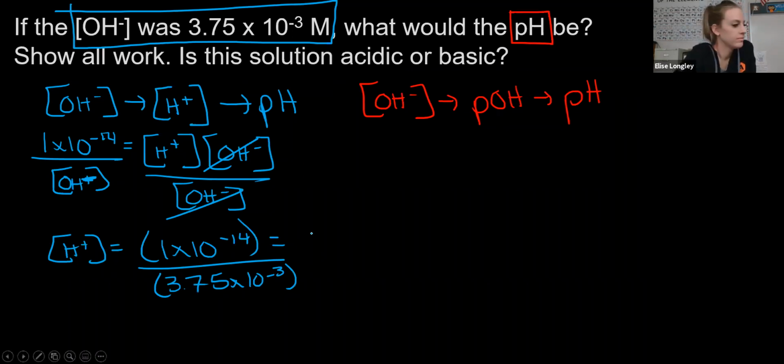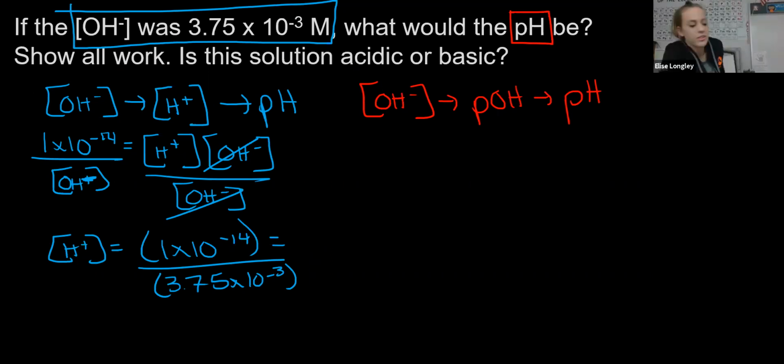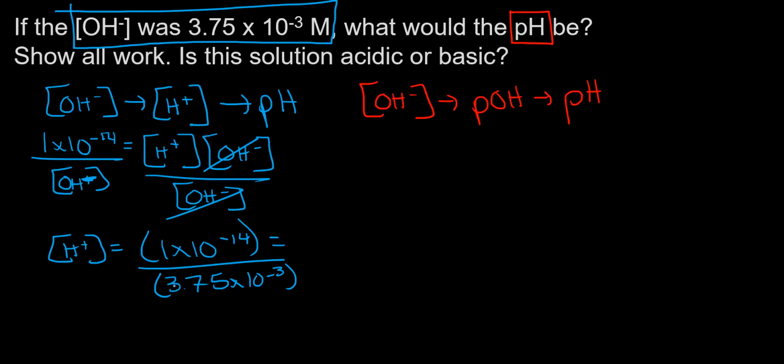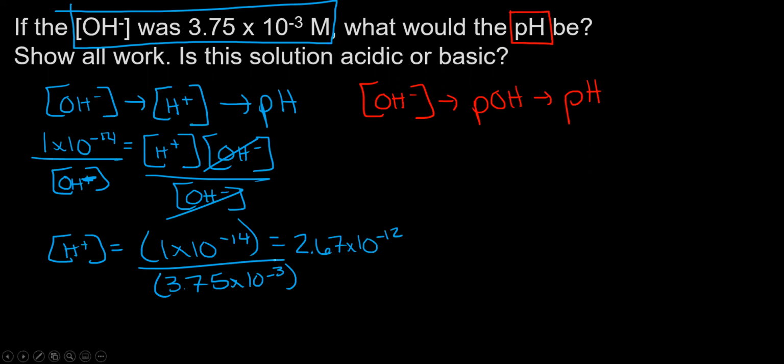I'm putting it in my calculator. You're good. People, feel free to put in the chat, guys, if you want to check your work. Would it be 2.67 e to the negative 12? Yes, 2.67 times 10 to the negative 12. Okay. Now we have the H plus.